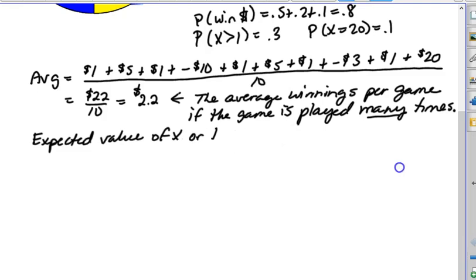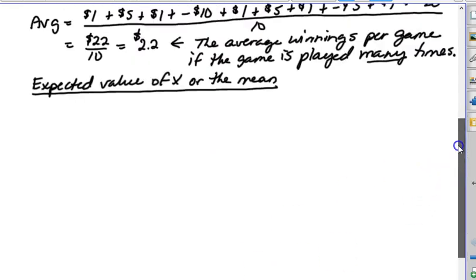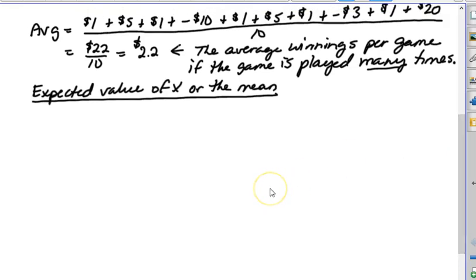How is this calculated? Well, let's take a look at the spread of values that we had here. We added up all the values and divided by 10. Let's write this in a little bit more concise way. So notice that we have $1 repeated 5 times.